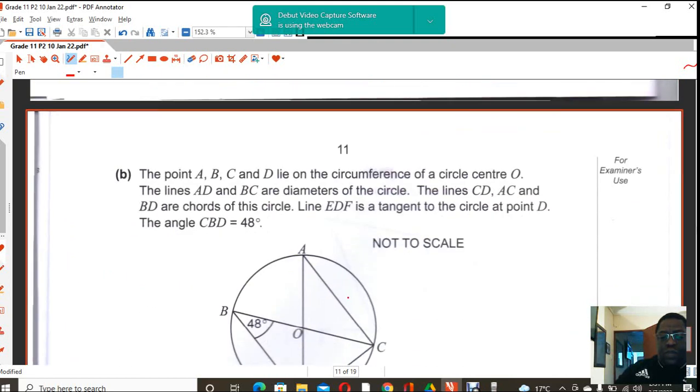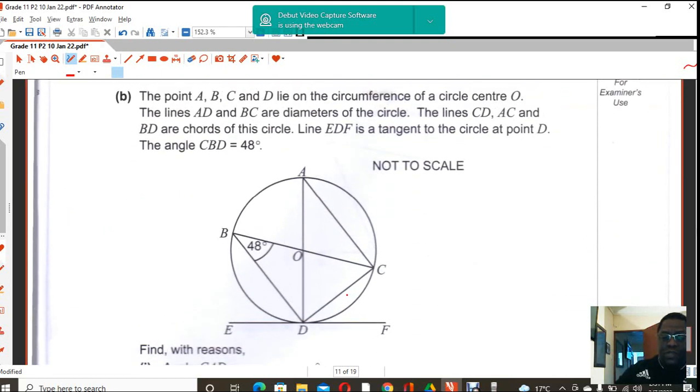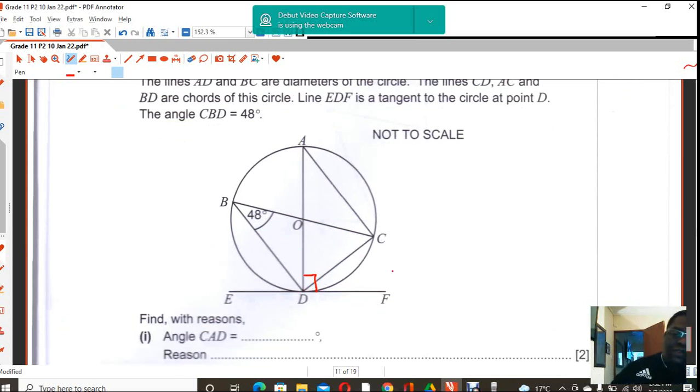So we are starting with part B, the same question. So you have points that are on the circumference of a circle, and AD and BC are diameters, and that is very important. So the lines CD and AC and BD, they are chords, and EDF is a straight line. Okay, it's a tangent to the circle at point D. The reason why it says a tangent is that the angle between a tangent and a radius is 90 degrees already. That is going to be very easy to do.